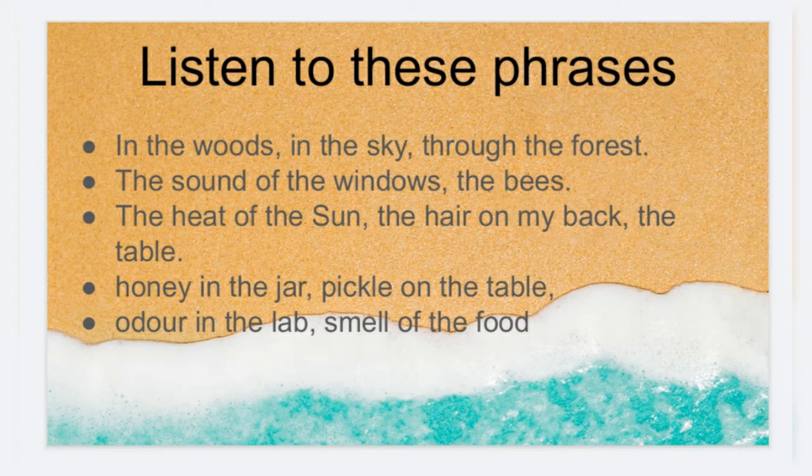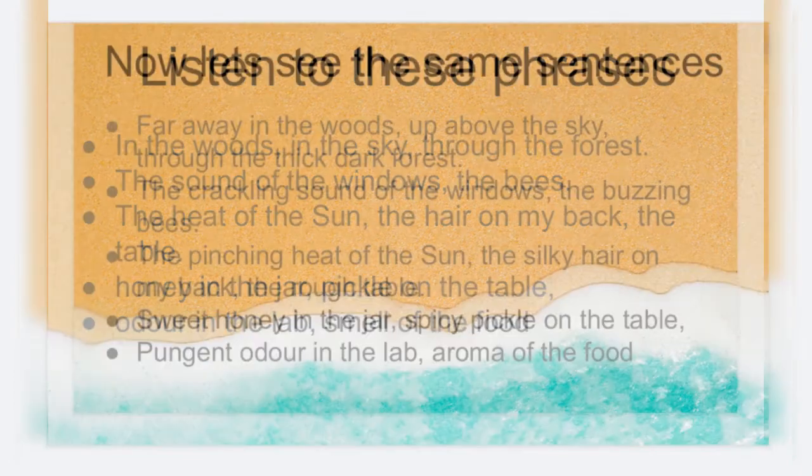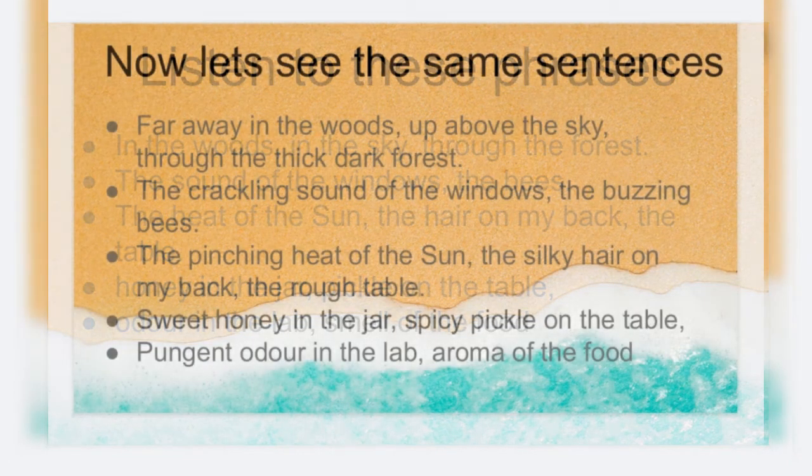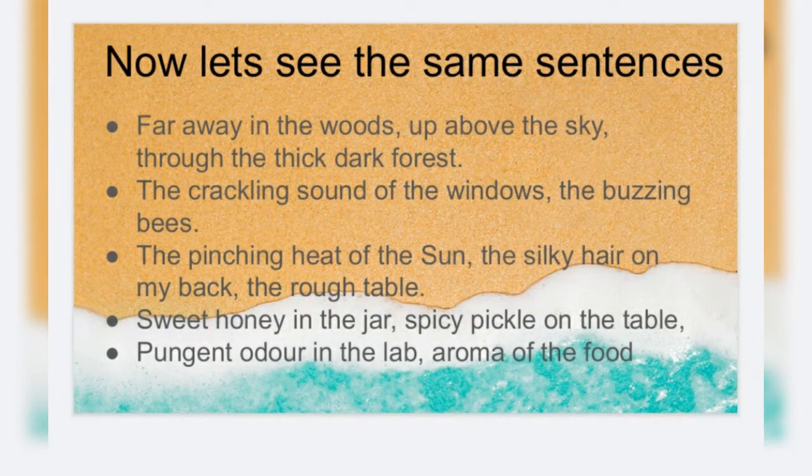Far away in the woods. When you read the sentence, you understand that somewhere inside the forest you are traveling or you are moving or something is happening up above the sky. We all know that the sky is up above us, but when you mention up above, then you are making it very clear to the listener or the reader that something is happening much, much beyond your sight, through the thick, dark forest.